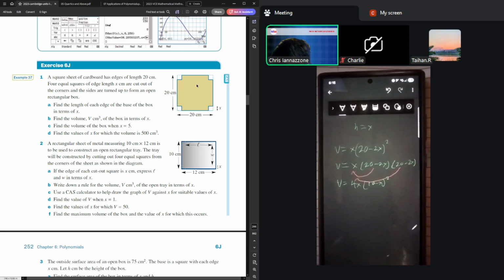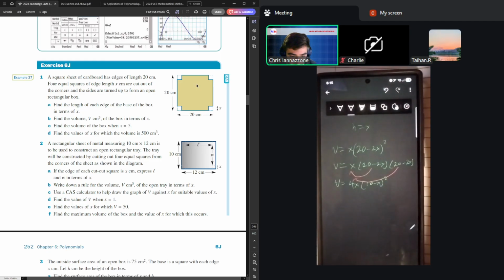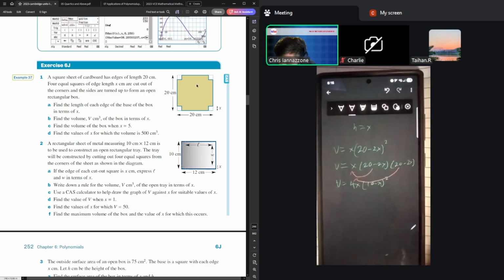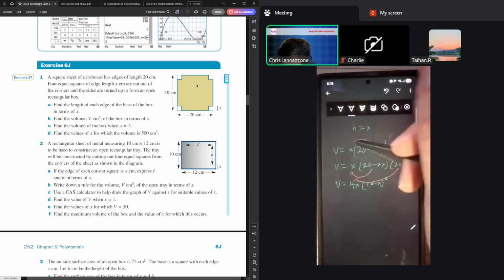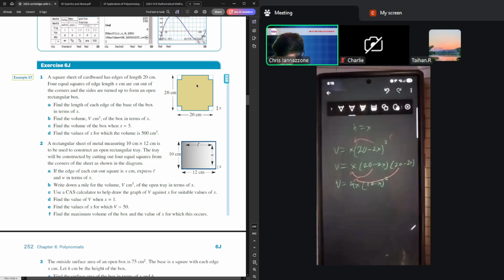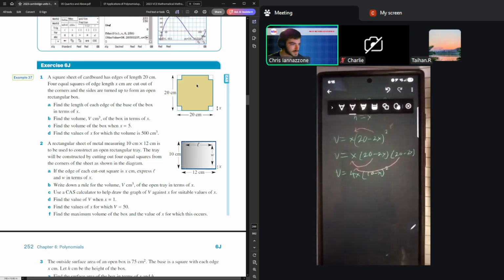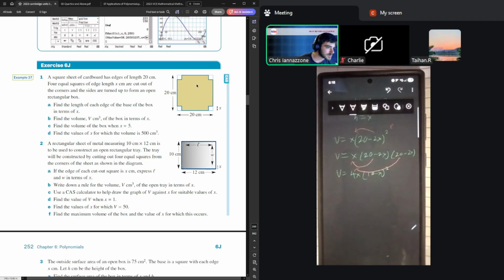So yeah, a little half step there of expanding things out to make it clearer for yourself is highly recommended, but not technically required if you are savvy to watch for this sort of stuff. Otherwise, that's going to get us the most simplified version of part B, finding the volume of our box in terms of x. Nice.